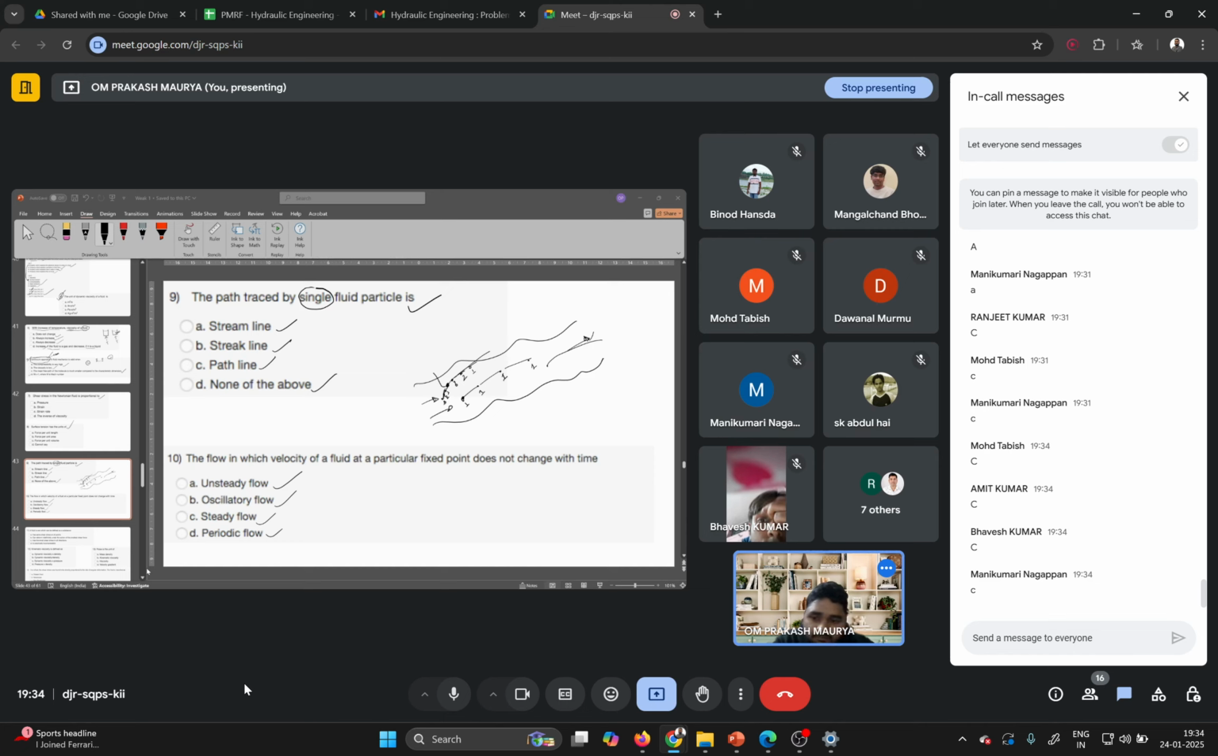Okay, many students are telling option C. That is the steady flow. The flow in which the velocity of fluid at a particular fixed point does not change with time. Definitely it will be a steady flow.